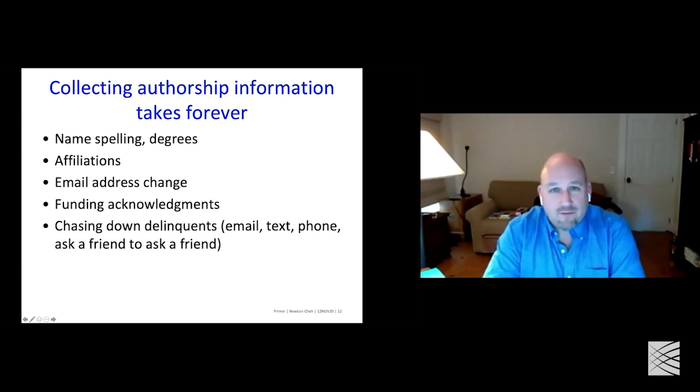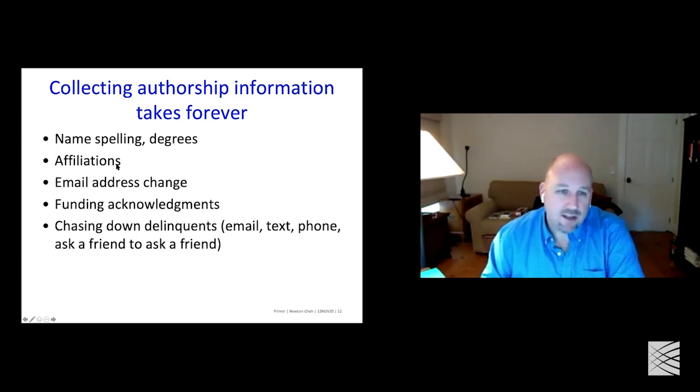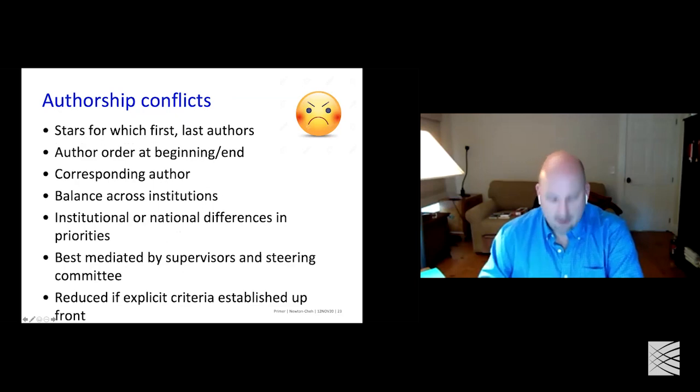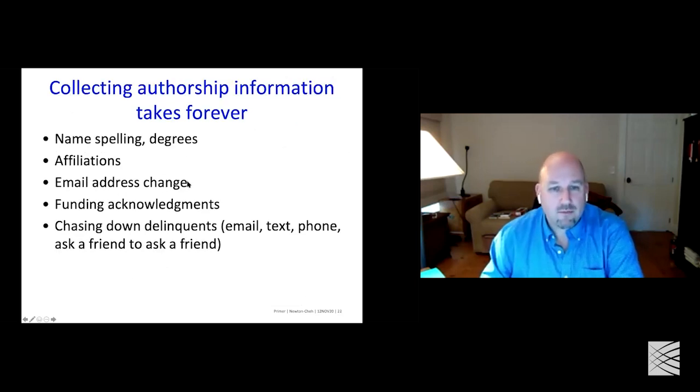Collecting authorship information can take forever, and you can collect it at the outset, but unfortunately, at many cohorts or for many of the secondary analyses, you won't know at the start of the project exactly who's going to be involved. Their names change, they get degrees along the way, their affiliations may change, their email address may change, they may have funding acknowledgements that are required if they have a training grant, for example, that pays for their contribution to the project.